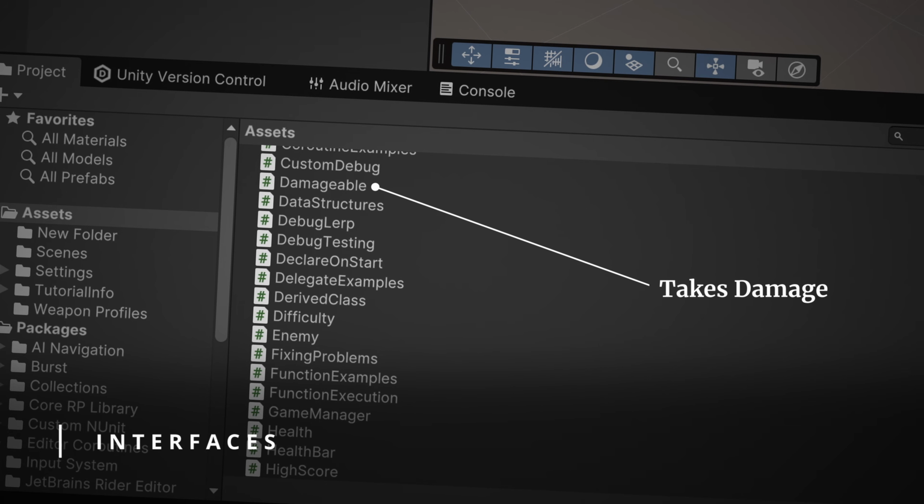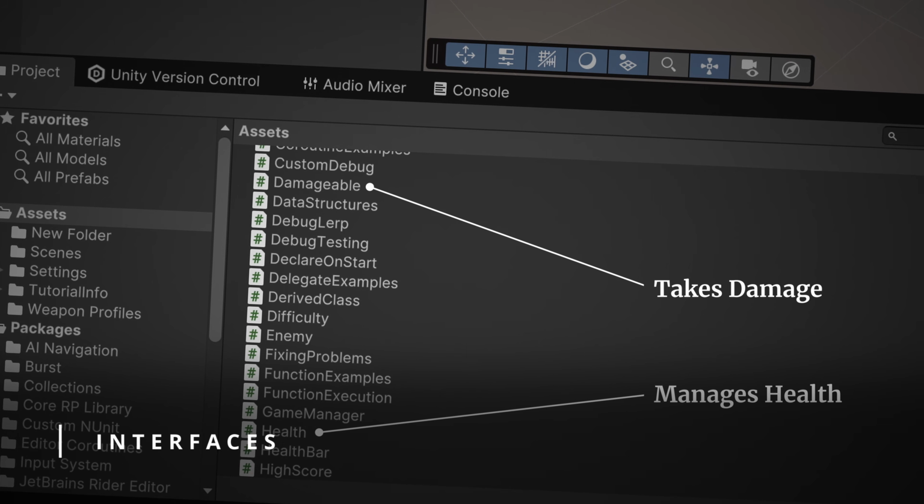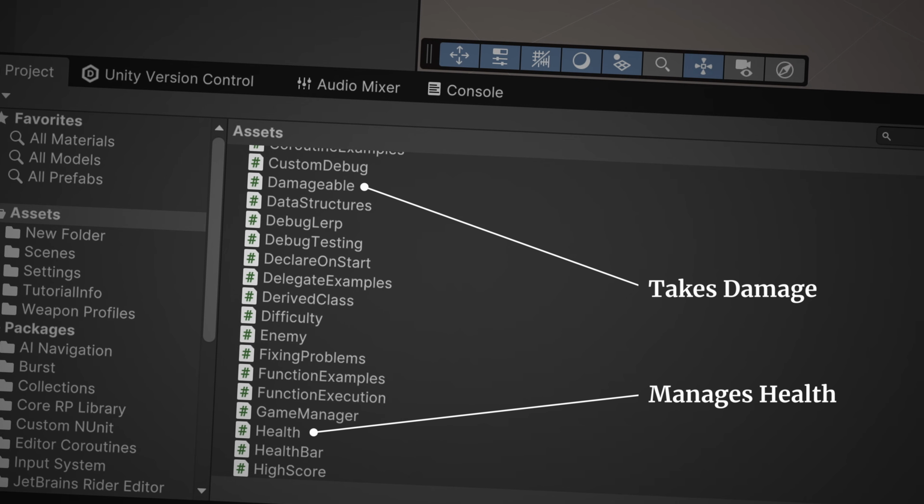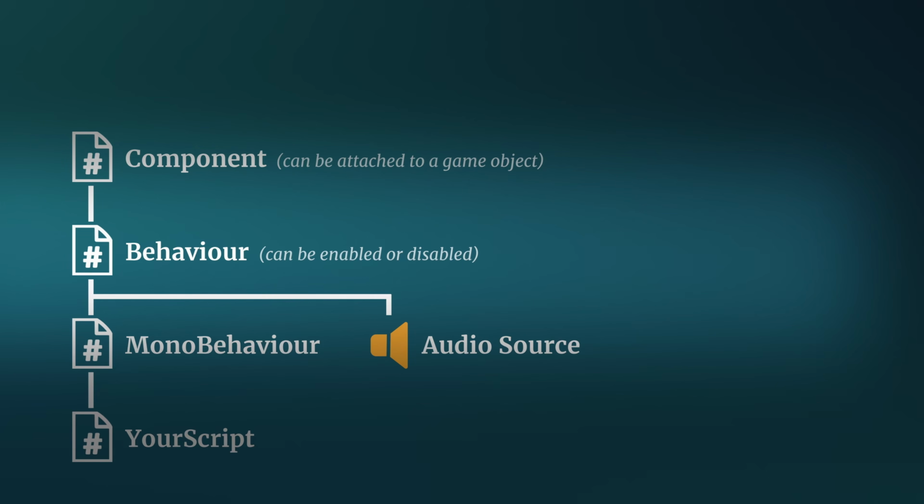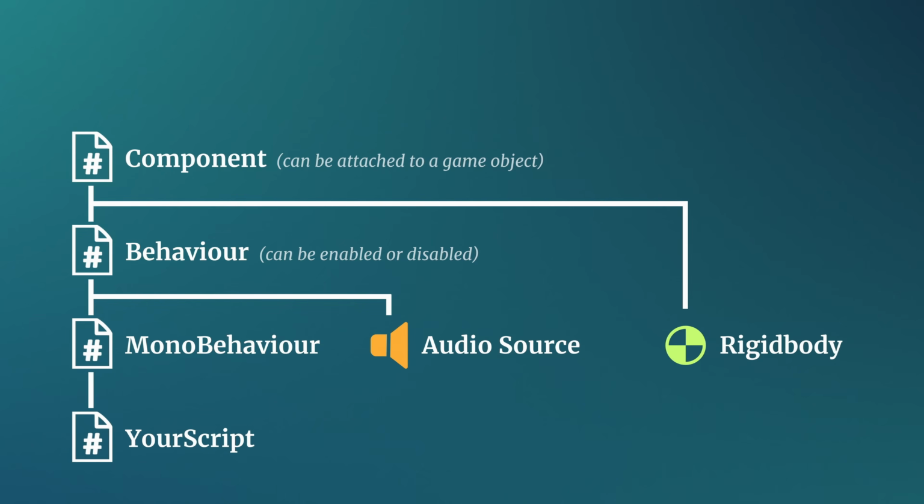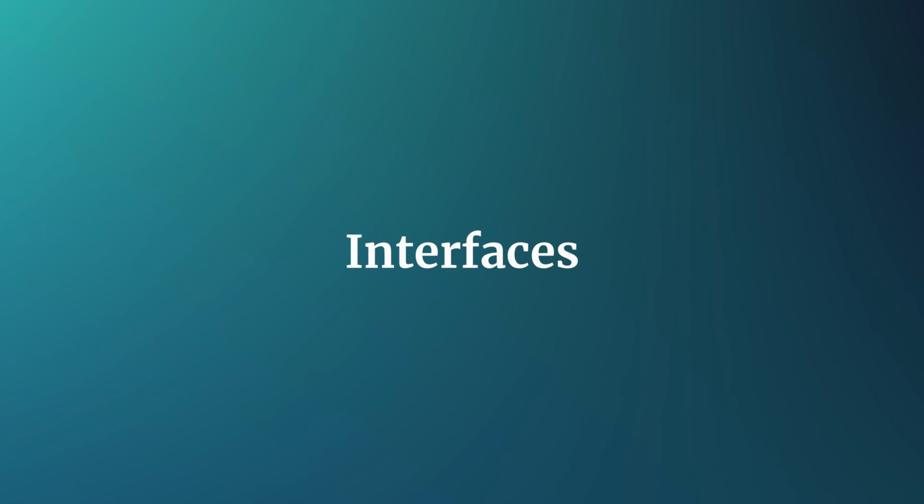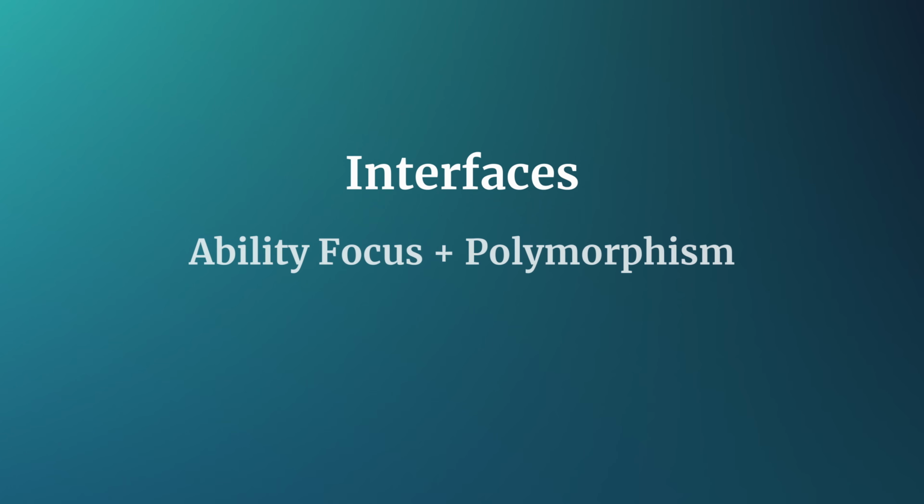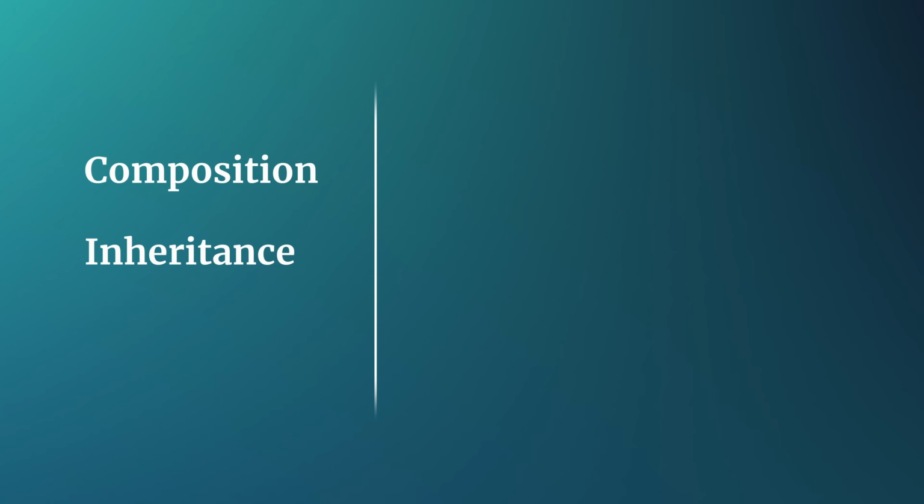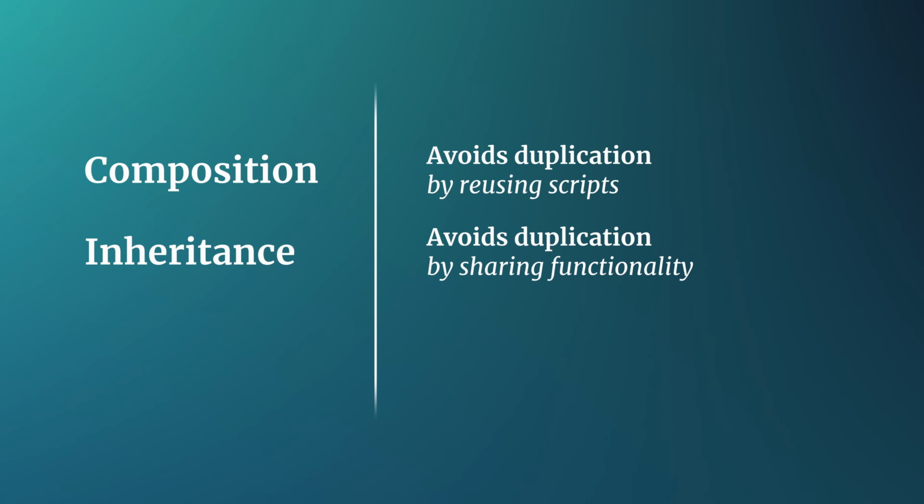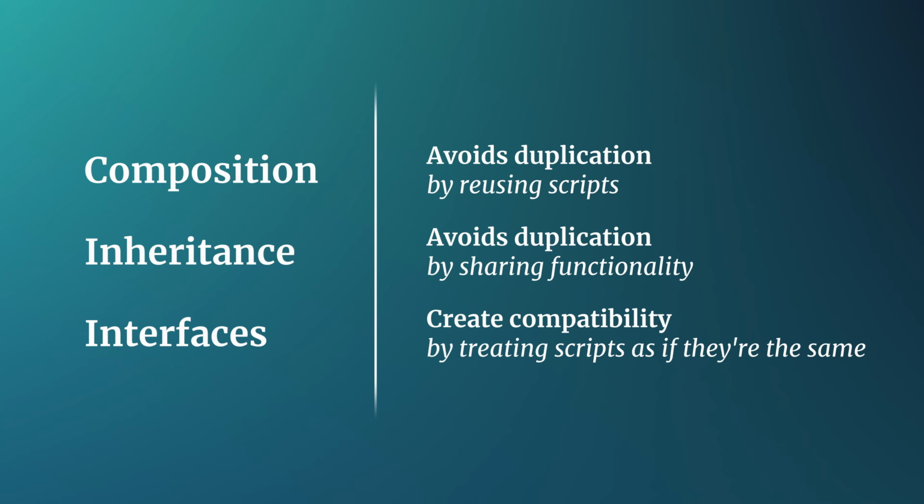So far, you've learned about composition, which is the practice of adding single ability-focused scripts to an object to create functionality, and inheritance, which avoids duplication by sharing functionality in a hierarchical structure. Interfaces, in some way, can be considered as a mix of composition and inheritance, combining an ability focus with a kind of polymorphism that's similar to the subtyping that's seen in inheritance. The difference is that while inheritance and composition promote reusability by avoiding rewriting the same code over and over, interfaces create compatibility between different scripts that need to be treated as if they're the same.